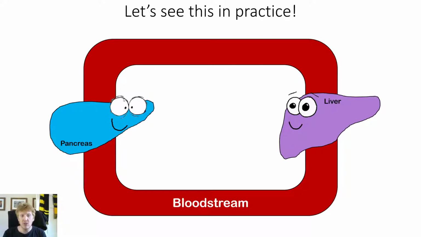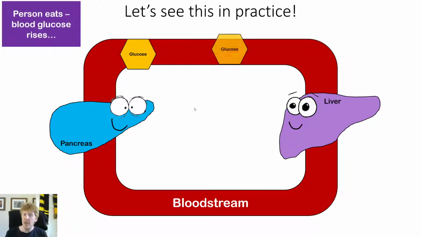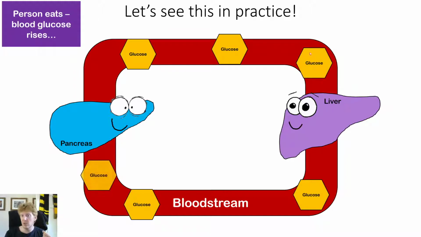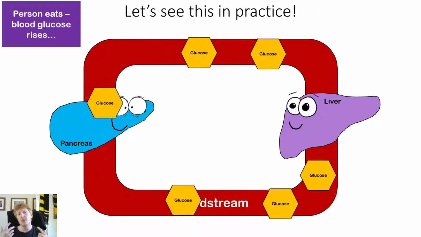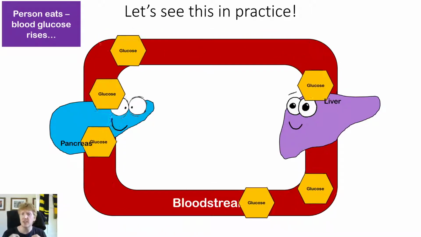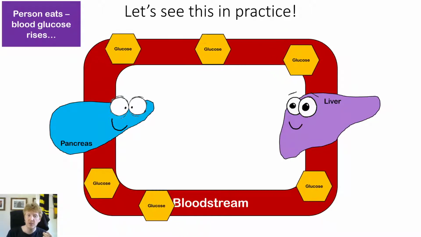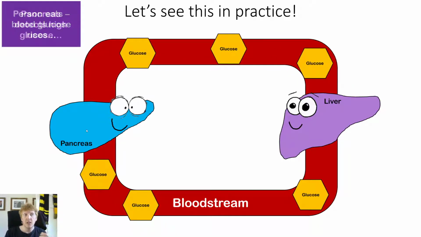We've got our bloodstream cruising around here. We've got our pancreas on the left, and we've got our liver over here on the right. So you've eaten, so your blood glucose levels have increased. All this glucose has just gotten into your blood, and you can see we've got a fair amount of glucose in the bloodstream. So remember step 2, it's going to cruise around, obviously. Now remember step 2, the organ that's going to detect this rise in blood glucose is the pancreas. So pancreas will detect the high blood glucose.